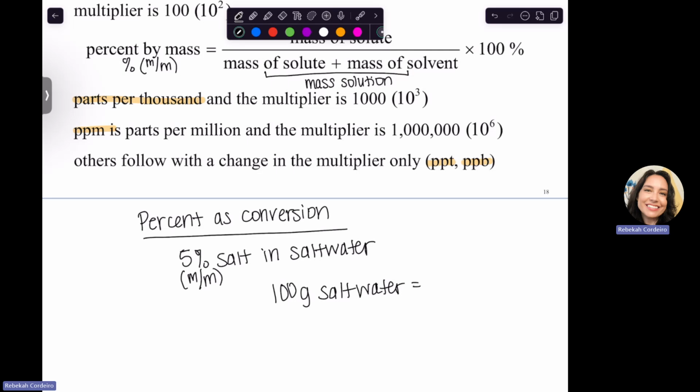So let me ask you a question. What's 50% of 100? 50. What's 75% of 100? 75. What's 10% of 100? 10. Don't subtract it. It's not 90. 10% of 100 is 10.